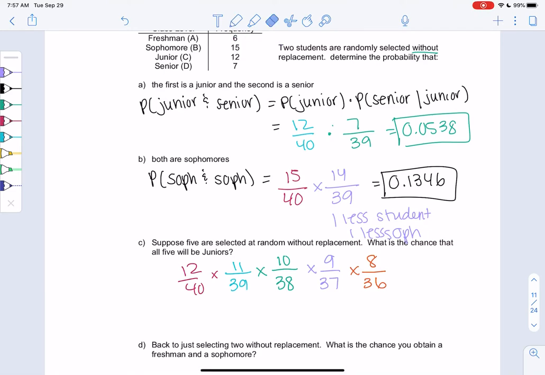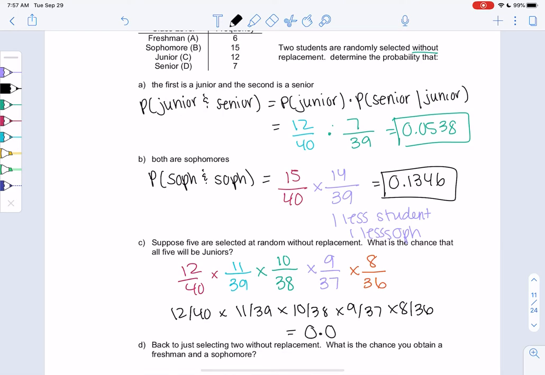So do 12 over 40. When I type this on the calculator, I'm typing it 12 over 40 times 11 over 39 times 10 over 38. This is how the calculator is going to read it correctly. If you do the top and then the bottom, the calculator will read it incorrectly. So go in order. And I got like a really small number because we need a lot of things to happen. I got 0.0012.